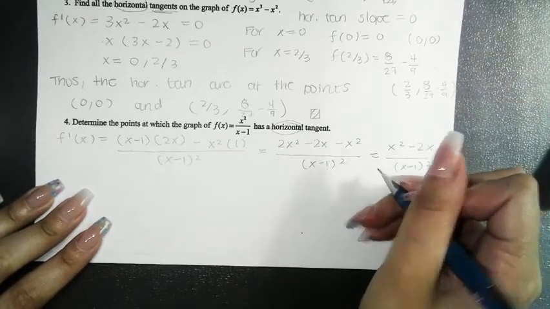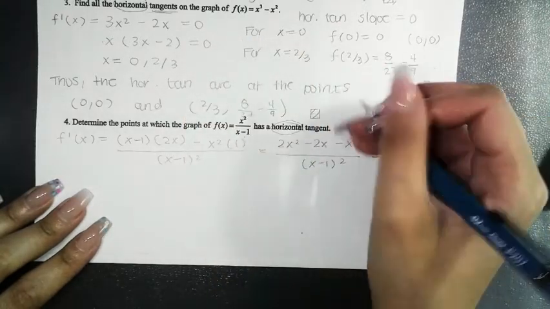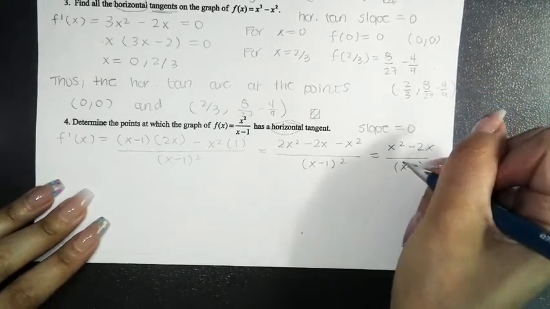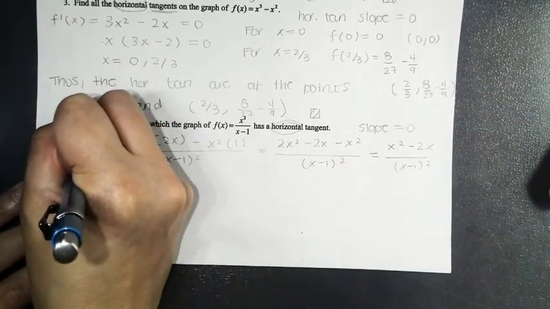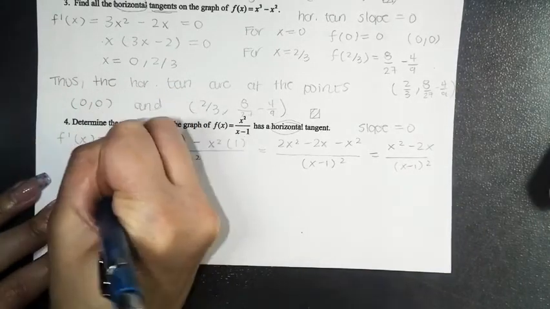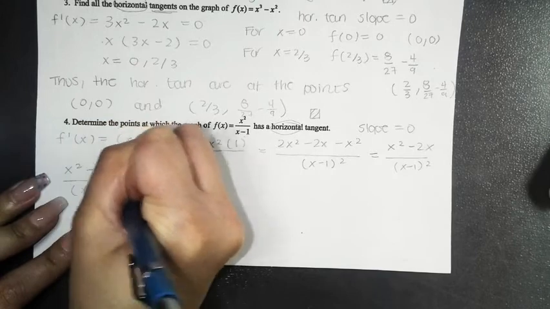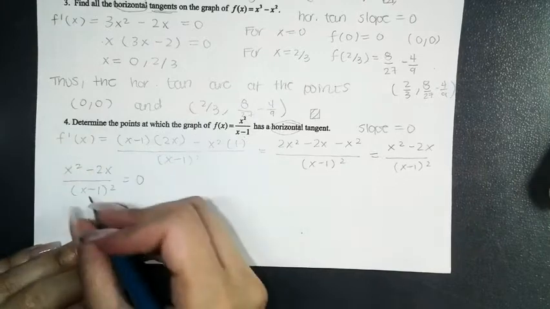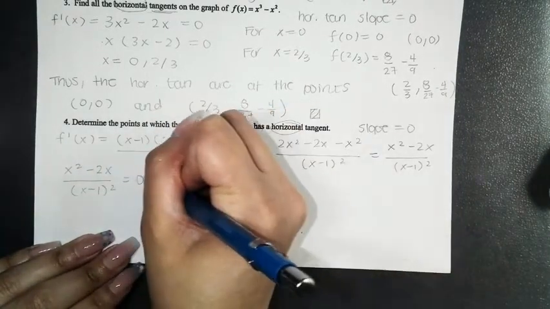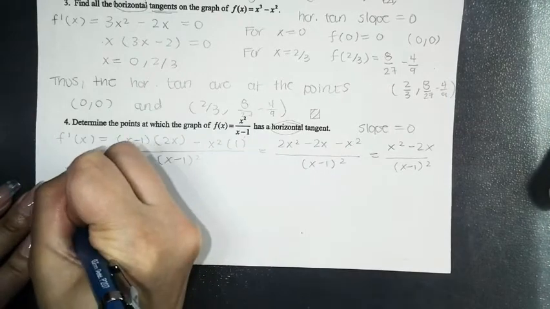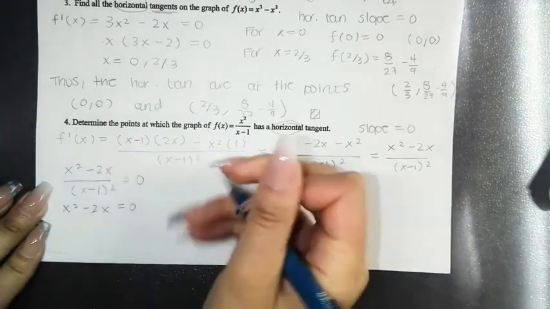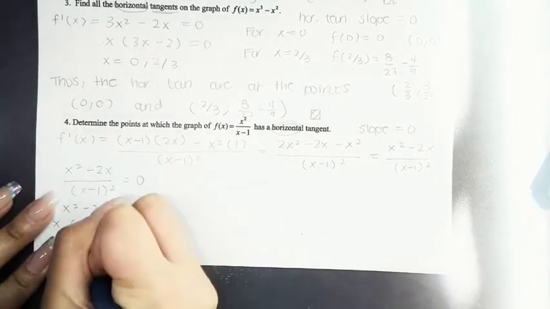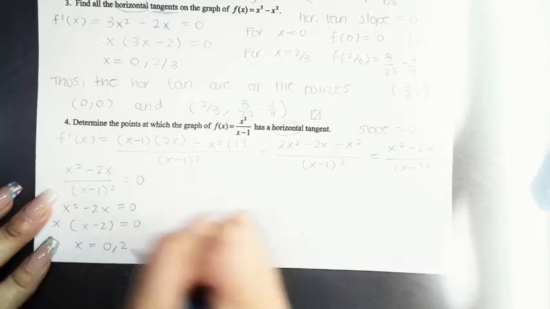Now what are you going to do? Pretty similar to the previous situation. You know that horizontal tangent line slope equals 0, therefore you are going to equalize this to 0. So you have x squared minus 2x divided by x minus 1 squared equals 0. The denominator passes multiplying, so x squared minus 2x equals 0. You can factor, so you have x times x minus 2 equals 0, so your two points are 0 and positive 2.